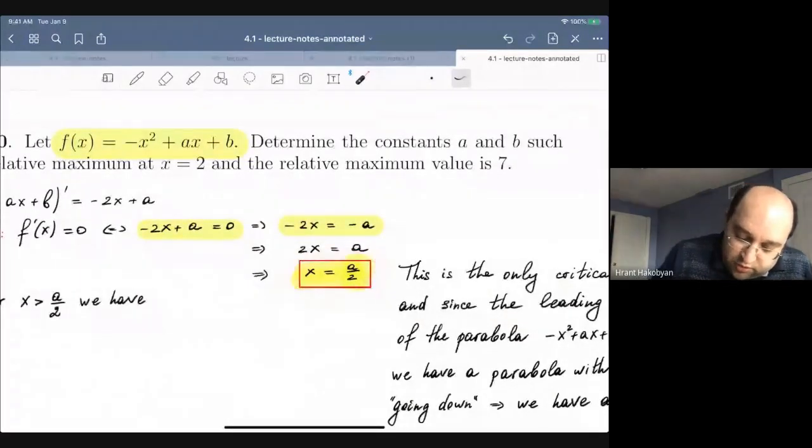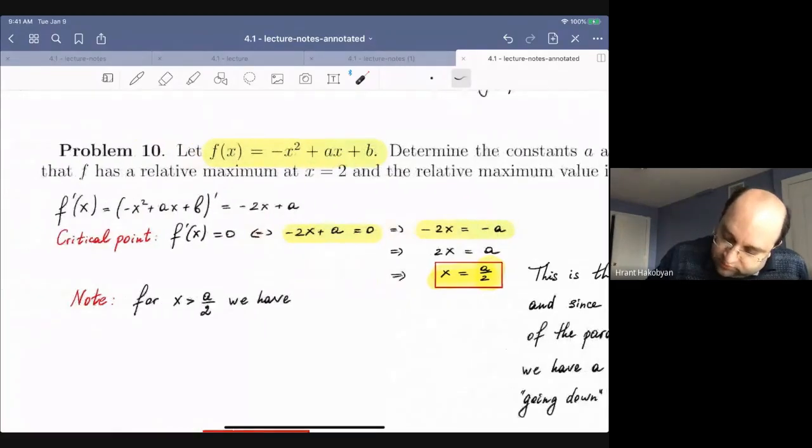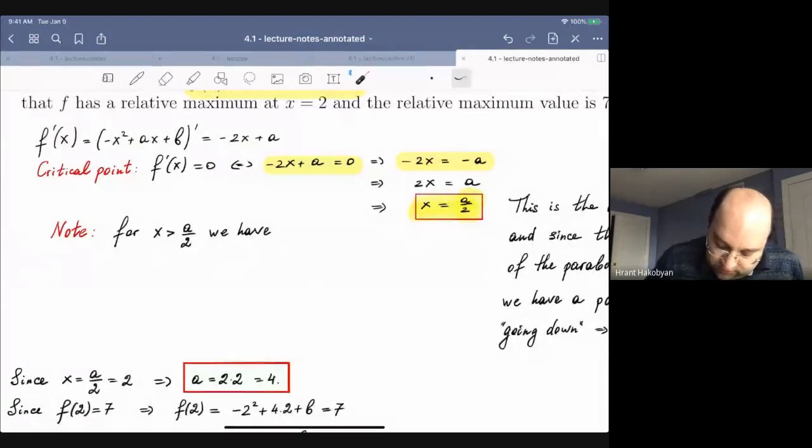But the problem says that the local maximum is at x equals 2. So that means a over 2 is equal to 2. If you solve for that, you get that a is equal to 4. So that's one piece of information we used.